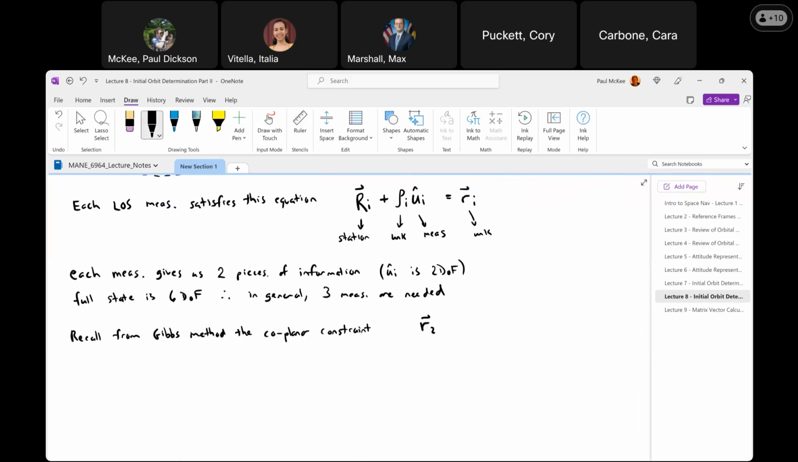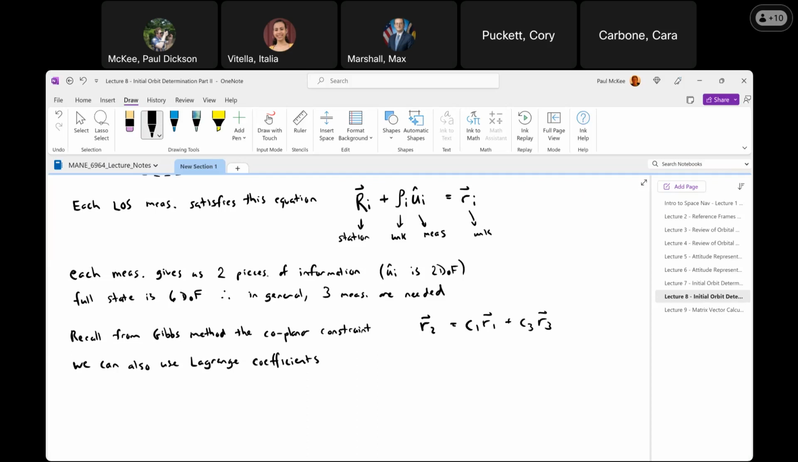So we're going to write it like this. R2 is some coefficient C1 times R1, plus some coefficient C3 times R3, where C1 and C3 are the Gibbs coefficients. So this is a review from last time. We've seen this equation before. And we can also use Lagrange coefficients. This is why I like to go over Gauss's method third, because it uses equations from both of the other 2.